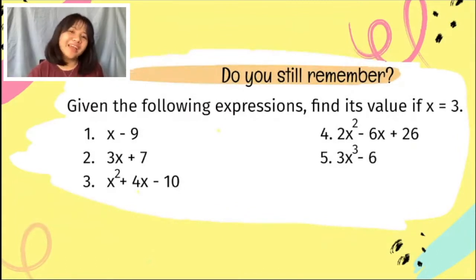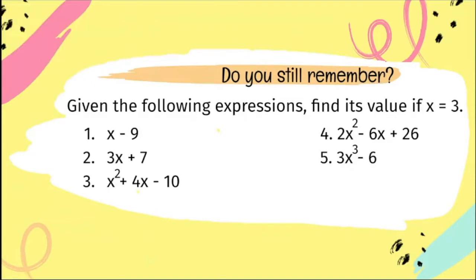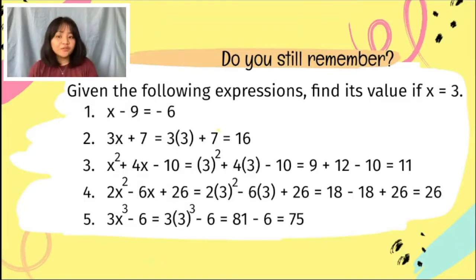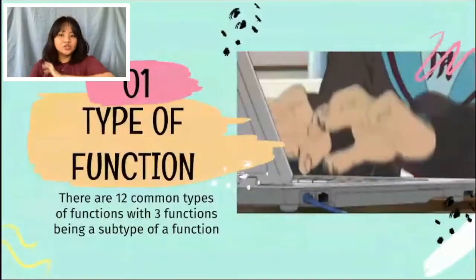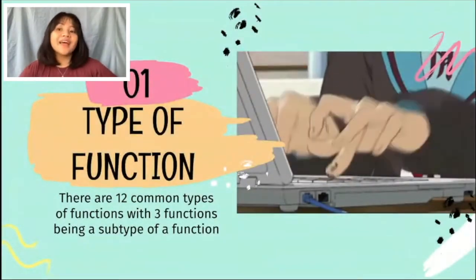So, ayan, na-recall na natin. Why don't you try answering and evaluating these expressions? Pause the video and try to see kung pareho tayo ng sagot mamaya. So, following the correct order of operations in our steps kanina, here are the answers: negative 6, 16, 11, 26, and 75. So, moving to our first one, which is the type of function.